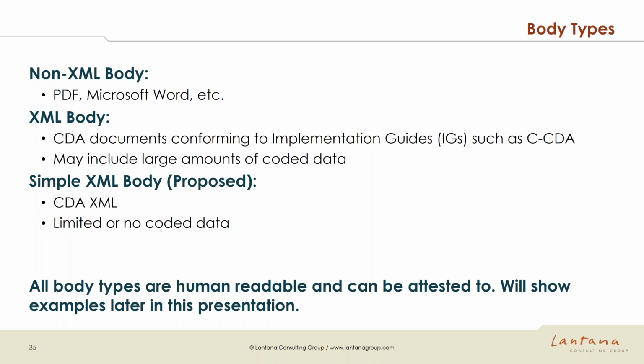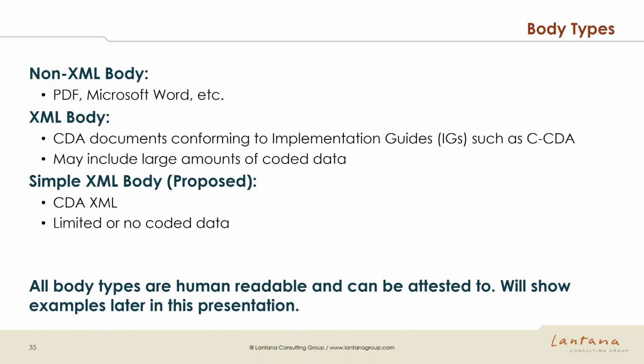The second one is the XML body. This is what's currently being exported by EHRs under the meaningful use rules. CDA documents conforming to implementation guides such as Consolidated CDA will export these kinds of bodies typically, and they may include large amounts of coded data.